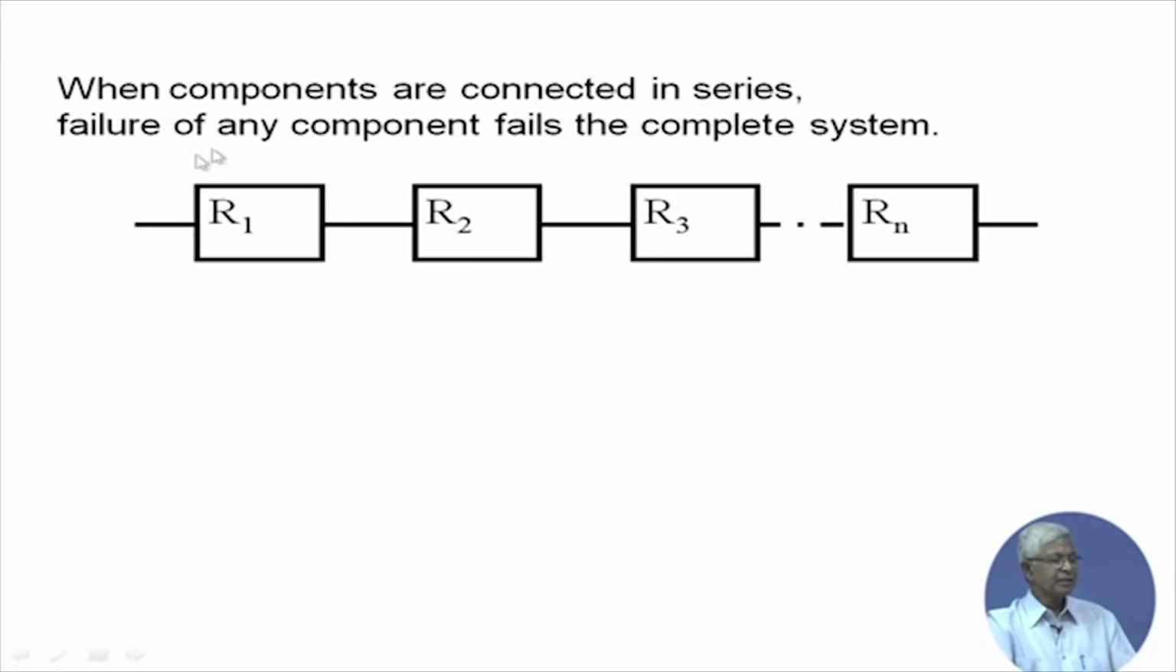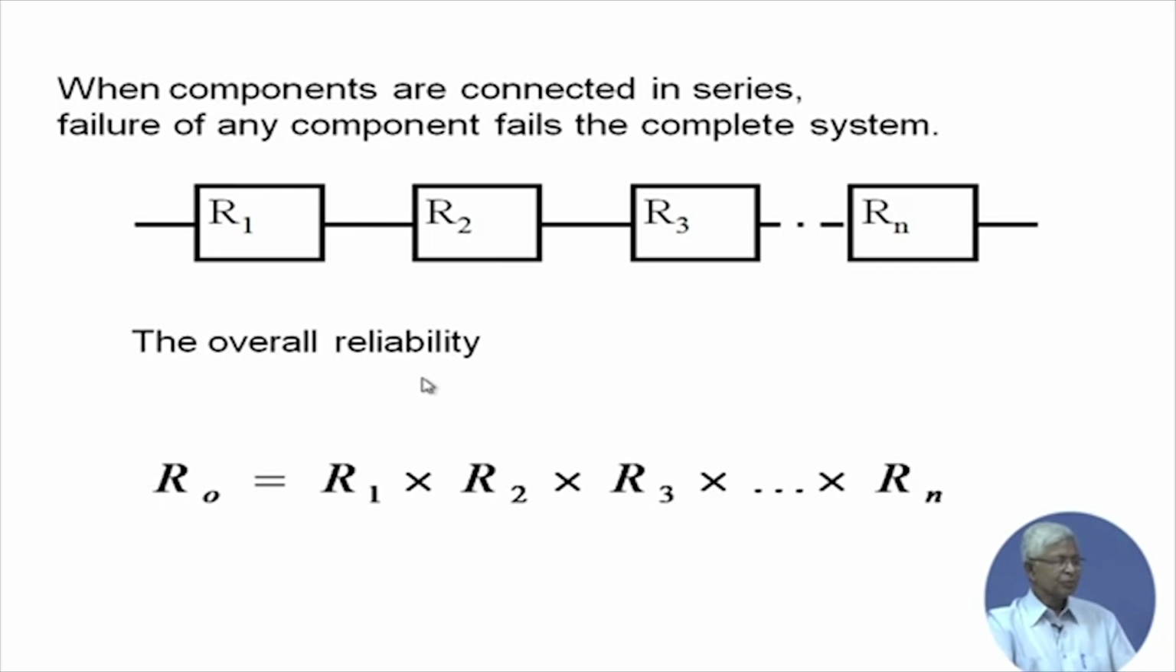When the components are connected in series, failure of any one of the components fails the complete system. So, the overall reliability R0 is the multiplication of R1, R2, R3 up to Rn, and these R values vary from 0 to 1, as a fraction.